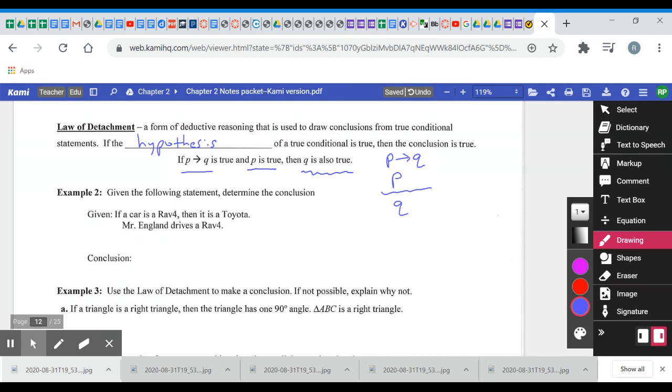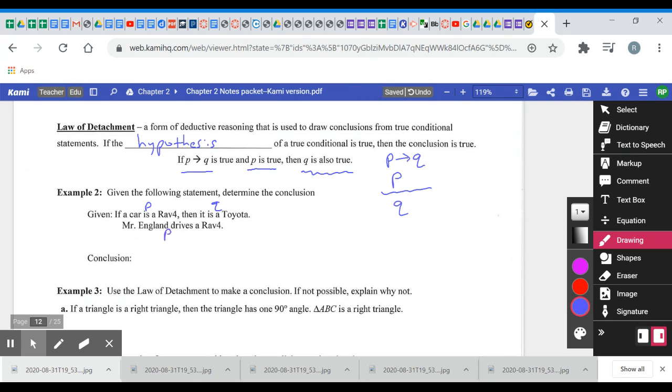So if you look at example 2, it says, given the following statement, determine the conclusion. What's given is that if a car is a RAV4, then it's a Toyota. That is my if-then statement. That's my P and that's my Q. And then the second statement says, Mr. England drives a RAV4. So they're still talking about P, that first statement, but they have a specific example of Mr. England driving the RAV4 instead of just talking about the RAV4 in general.